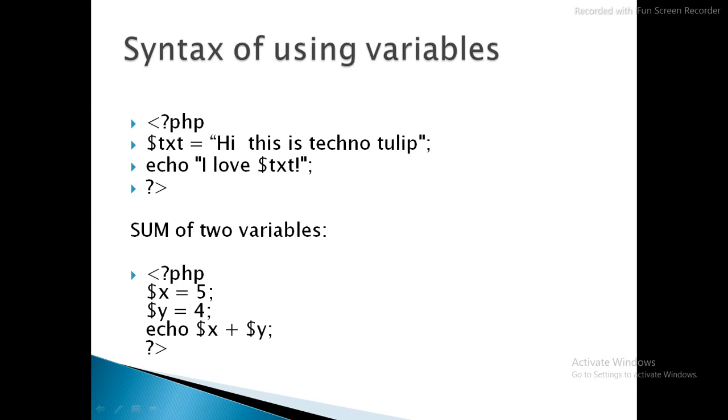Here we are giving a string value to the variable. You can see "Hi, this is TechnoTulip" is a string value, and here we are giving an integer value, that is 5, but we do not typecast it ourselves. It does it automatically and calculates the value of x plus y. Okay, then how does it work? We will see in the coding section.